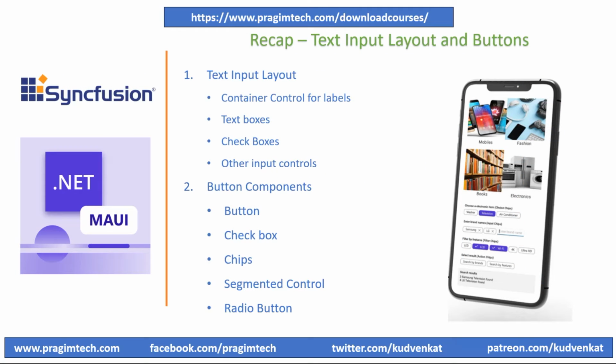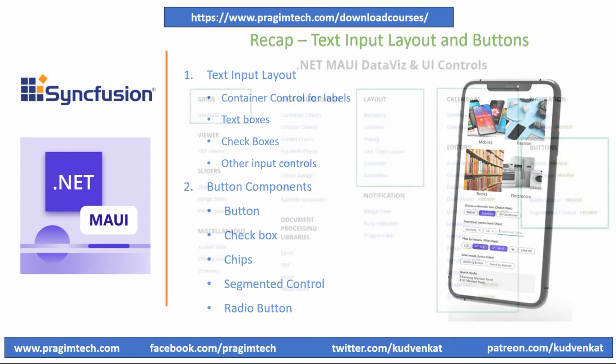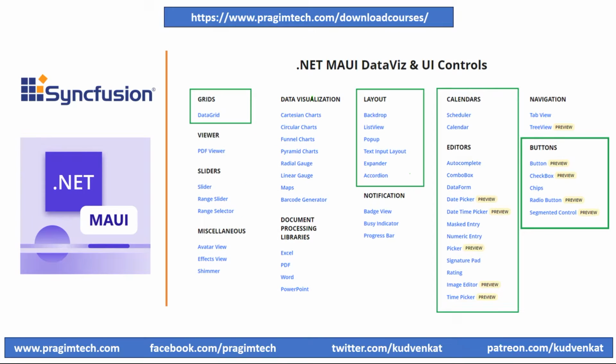Let's quickly review our previous session before we get started. In the previous session, we learned about text input control and how it differs from data form control. We also examined the constraints of data form control. We focused on adding entry and masked entry components in the input layout control. Following that, we focused on the button component and performed a deep dive into understanding the Syncfusion button, chips, checkbox, and segmented controls. Please refer to the previous session before proceeding further.